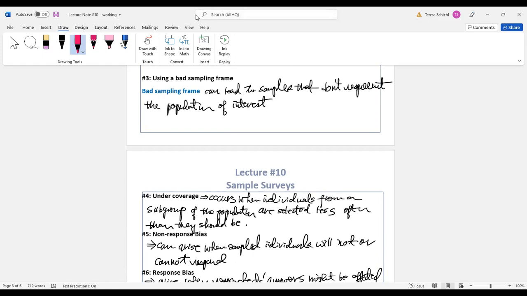So this is the last part of this lecture about the sample survey. Like we said at the beginning, sampling methods are a big area in statistics, and we just scratched the surface a little bit, to get a little taste of what sampling methods are.